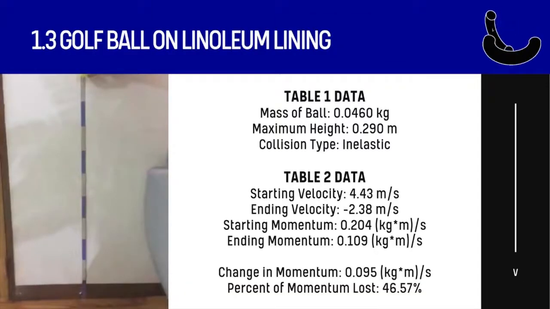As of this case number 1.3, these are all data calculated. Table 1, data of the case included the following. Mass 0.0460 kilograms. Maximum height 0.290 meters. Collision type inelastic. Table 2 data of the case included the following. Starting velocity 4.43 meters per second. Ending velocity negative 2.32 meters per second.